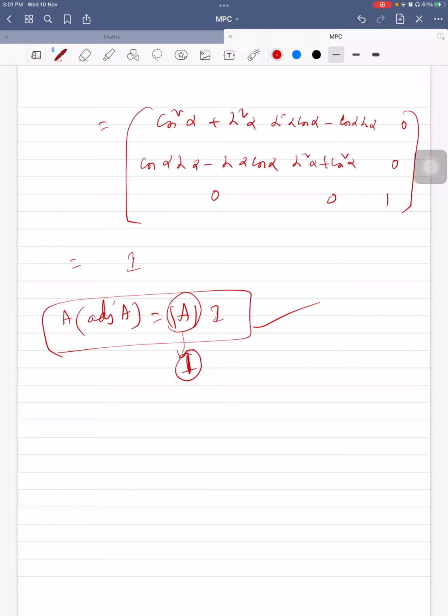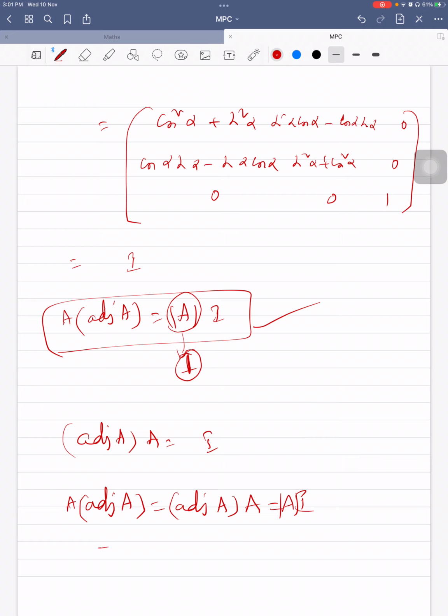Yes. So next is adjoint A into A also becomes I. Hence we prove that A times adjoint A equals adjoint A times A equals determinant of A into I. Okay.